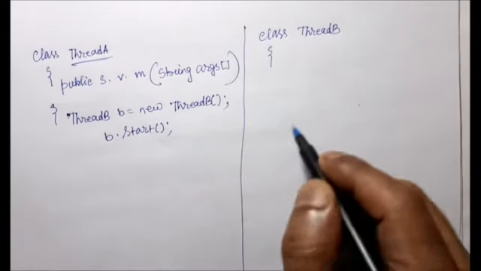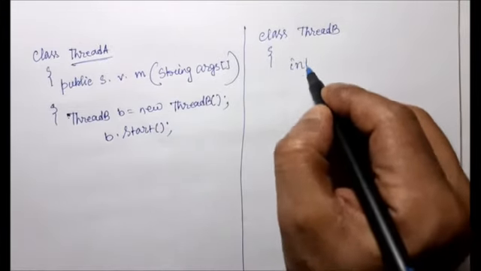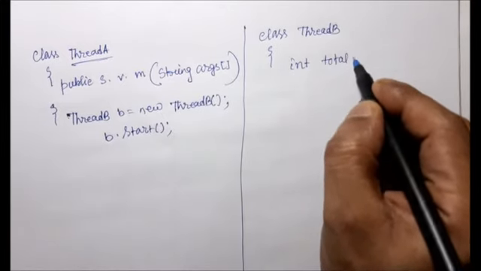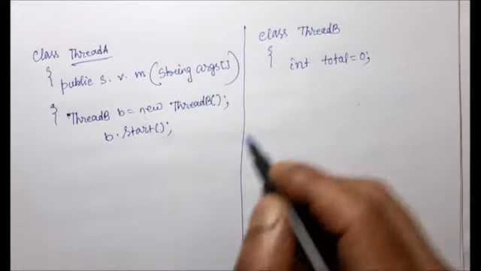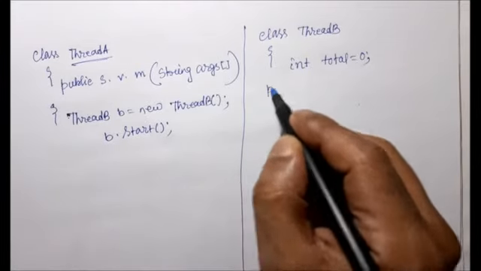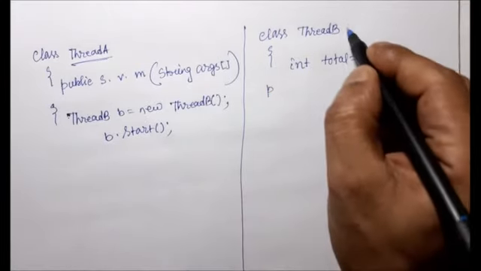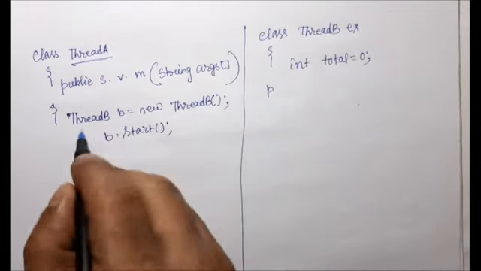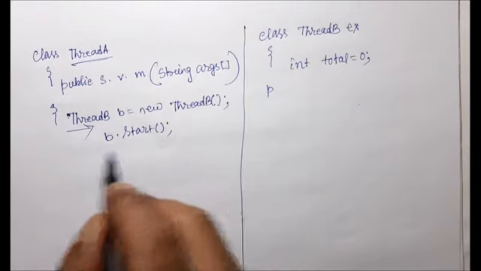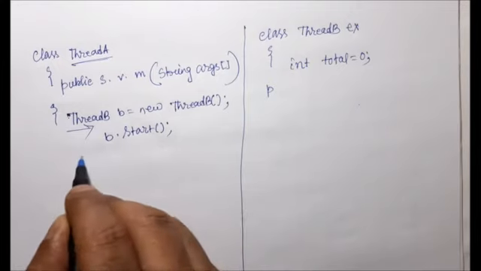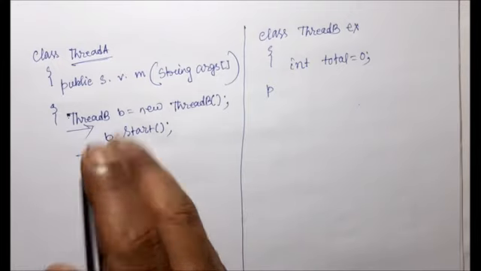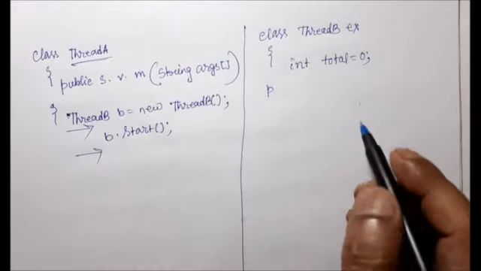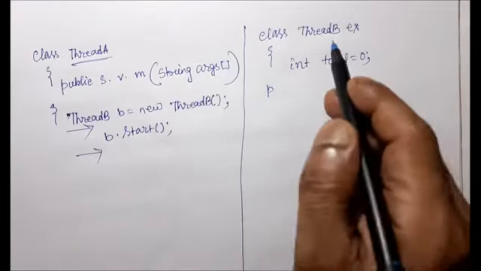Within that, suppose I have a value, int total. Total is my instance variable whose initial value is 0. It is my thread class which will extend. Up to this point, only one thread is present, but when we call the b.start method, how many threads are present? Two threads: the main thread, and I will create another thread, that is the child thread.